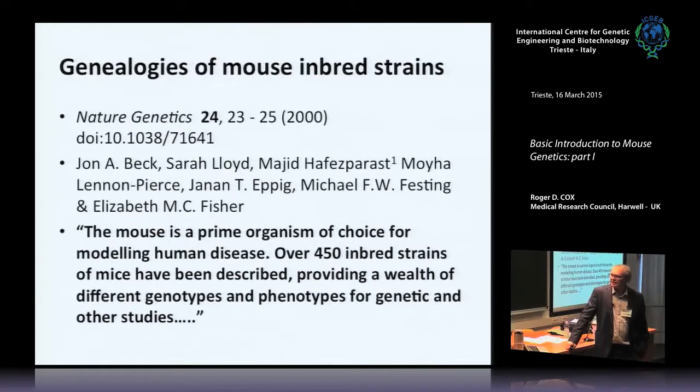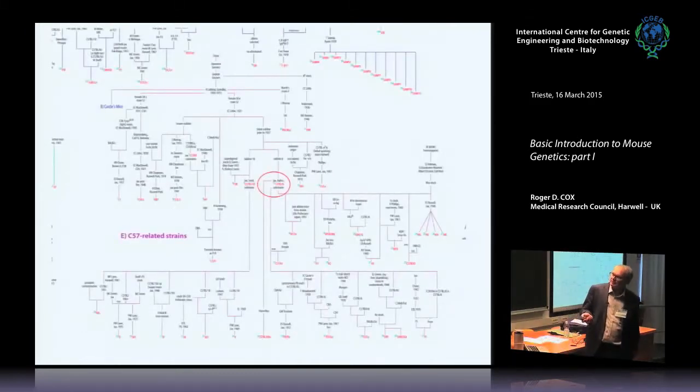So these inbred strains have different names, and there is a genealogy that's published in Nature Genetics in 2000 that tries to trace the relationship of all of these inbred strains and the family tree for these animals. There are probably well over 450 inbred strains of mice described, providing a wide range of sequence variation and phenotypic diversity. This is from that paper, which comes with a poster.